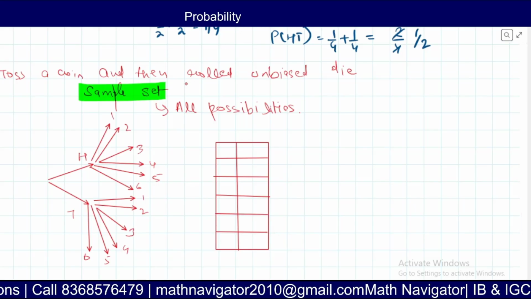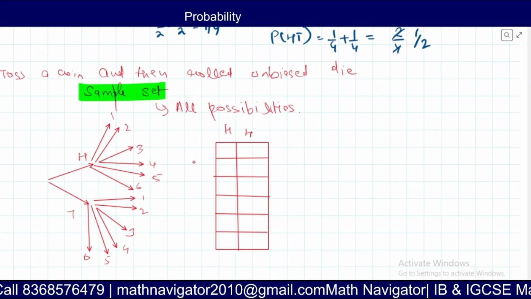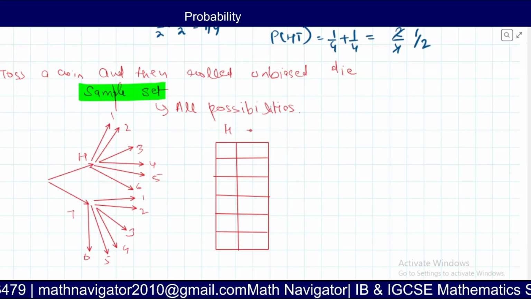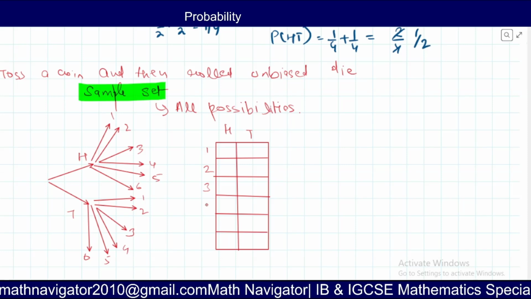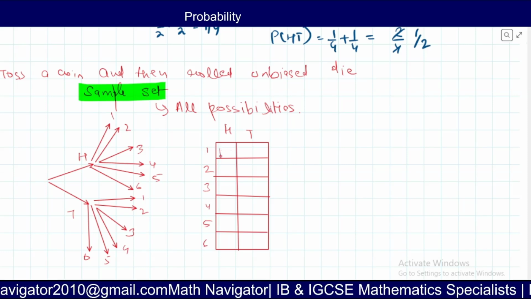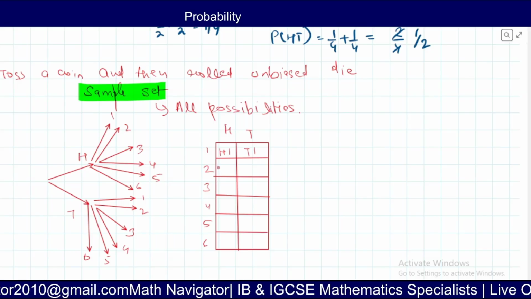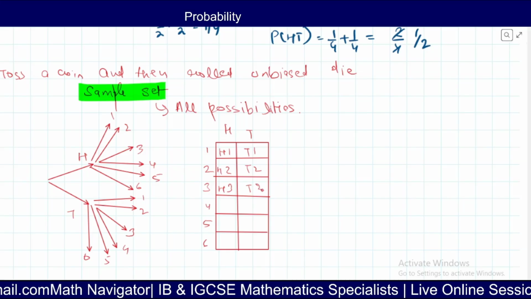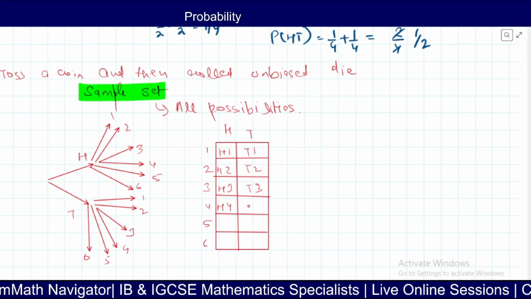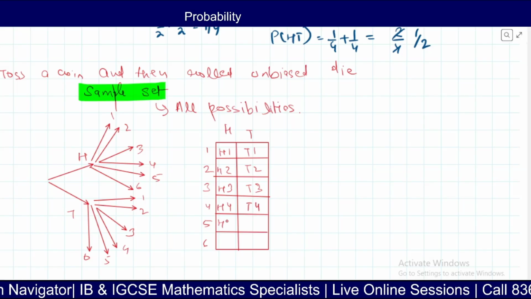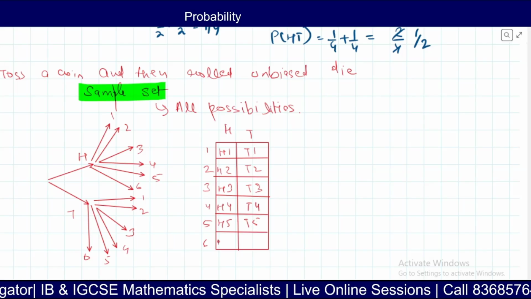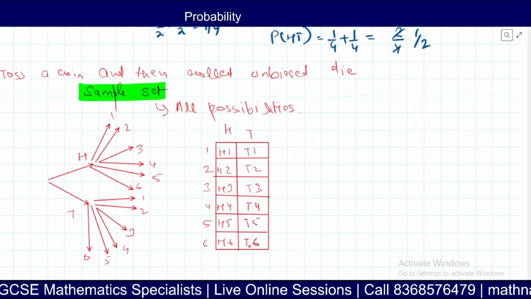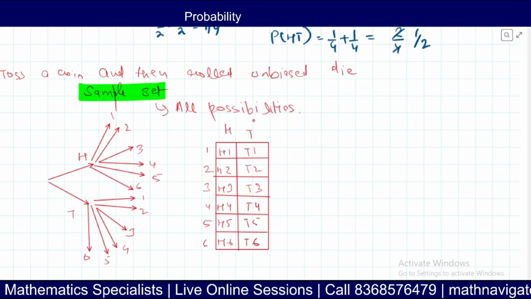Perfect. Right. So here you can have head or tail, and here you can have 1, 2, 3, 4, 5, 6. So head and 1, tail and 1, head and 2, tail and 2, head and 3, tail and 3, head and 4, tail and 4, head and 5, tail and 5, head and 6, tail and 6. Got it? So this is perfect, right? Now these are the possibilities.